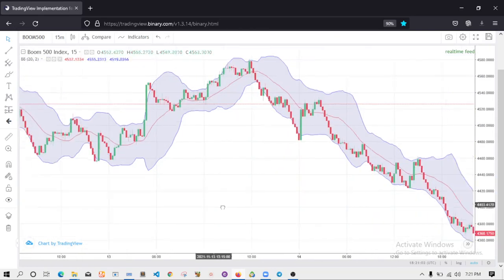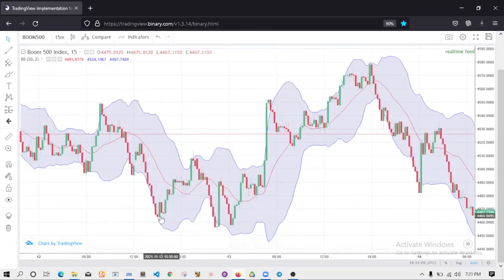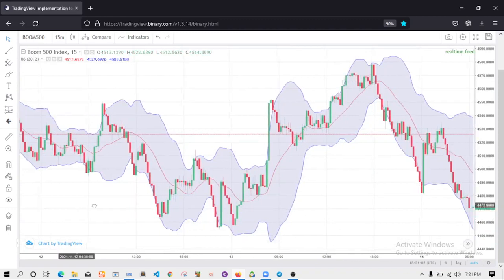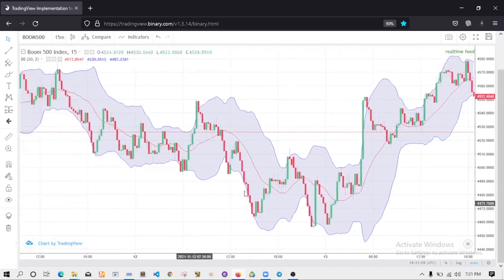This is Boom 500. I noticed that if we enter each time it touches the lower bound, as people always say, you discover that it will touch the lower bound and keep moving down. You'll be losing all this while. So you need to enter your trade at the right time. You need to see a kind of trigger.